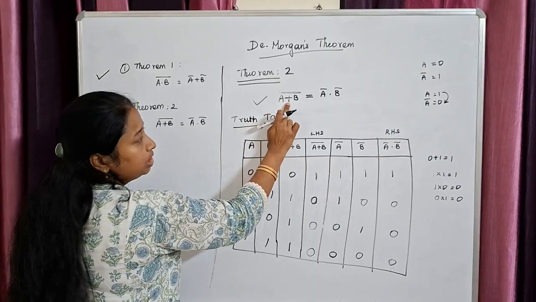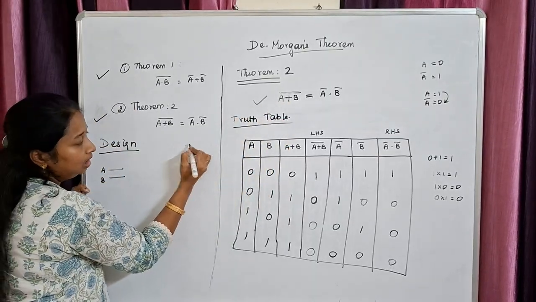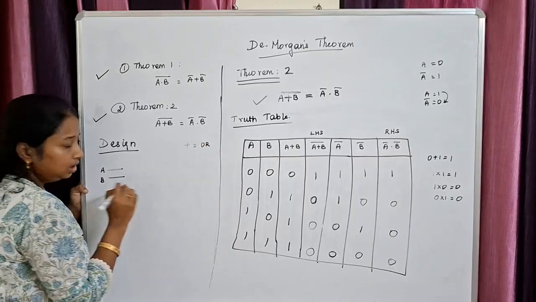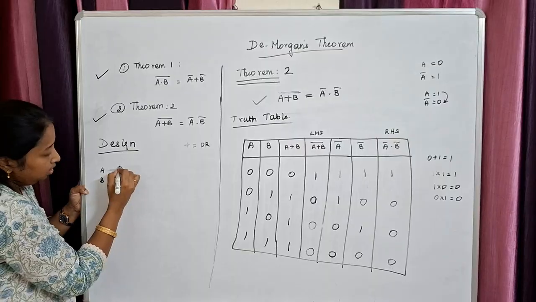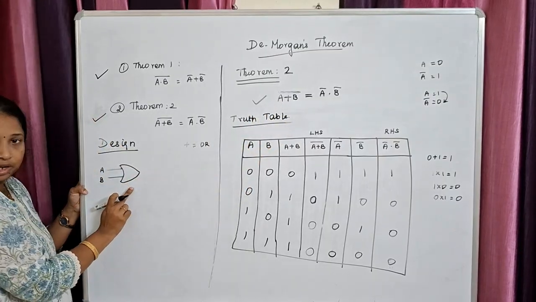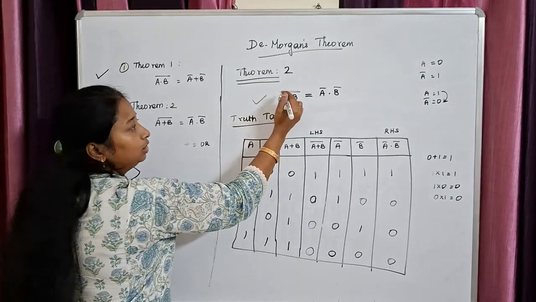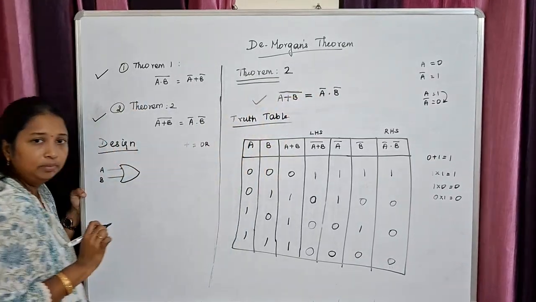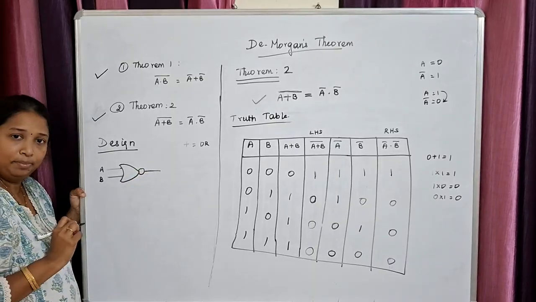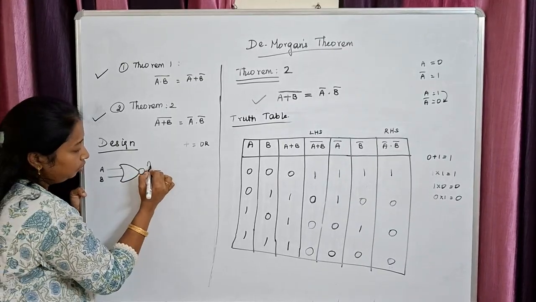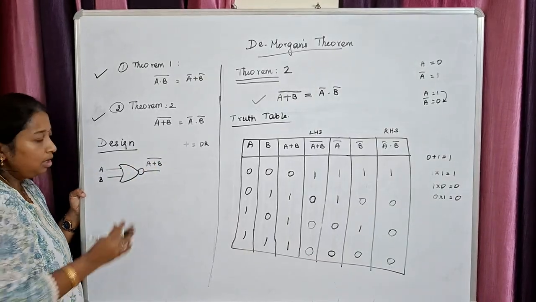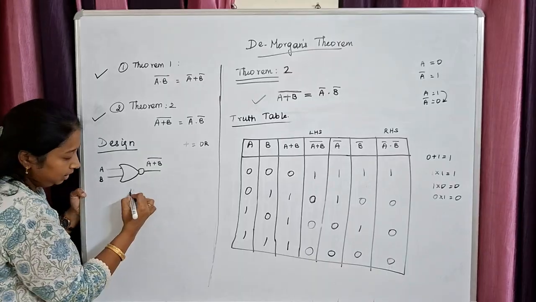What is the term that you have used here? Plus. So for plus, which gate will you be using? You will be using an OR gate. Clear? Now, A plus B, so I have used an OR gate. But I also have a complement on top. So for a complement, you will be representing that with a bubble. Clear? So what is the output of it? It is A plus B the whole bar. Understood? So this is my LHS.